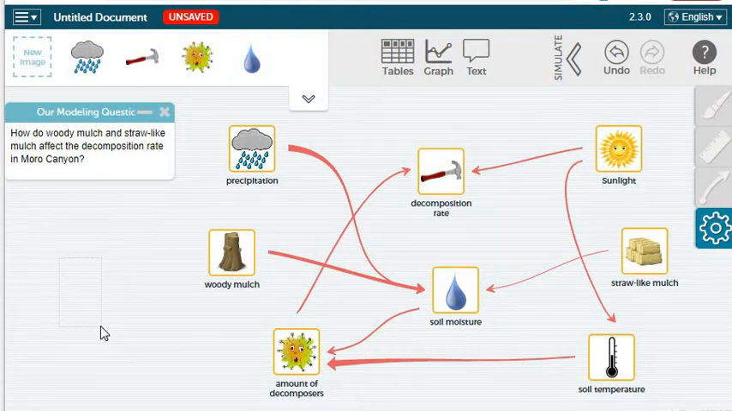So by now, you should have your model set up in Sagemodeler. I have a really simple one here just to demonstrate the next step. One of the really neat things about Sagemodeler is that we can use it to simulate environmental change and see how that affects the decomposition rate.